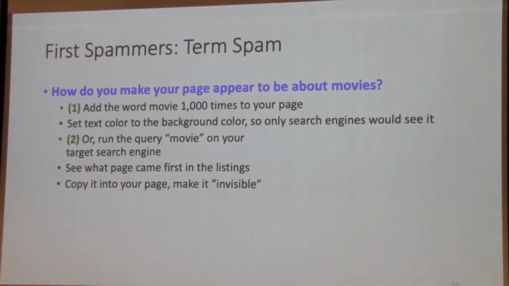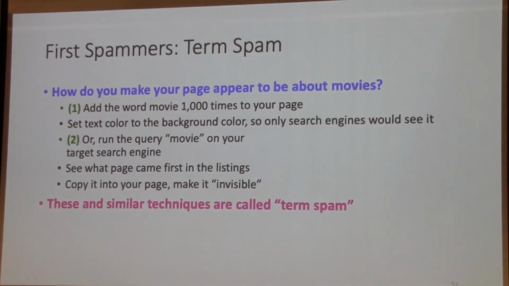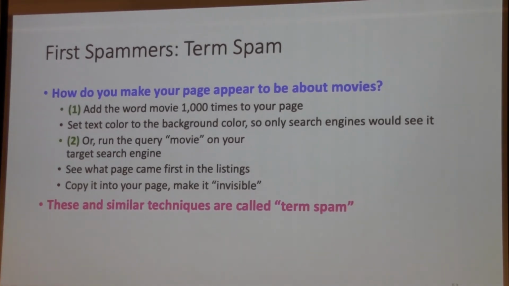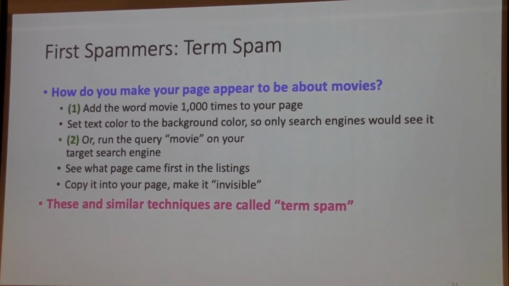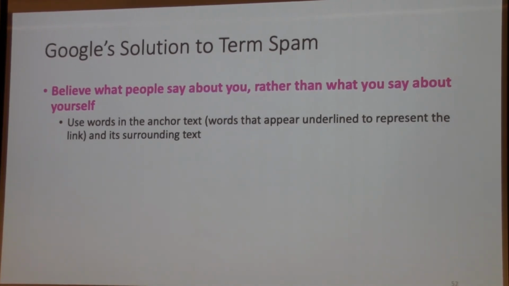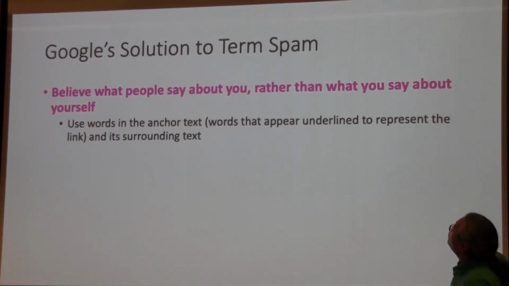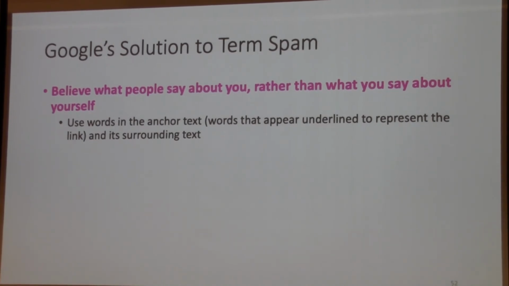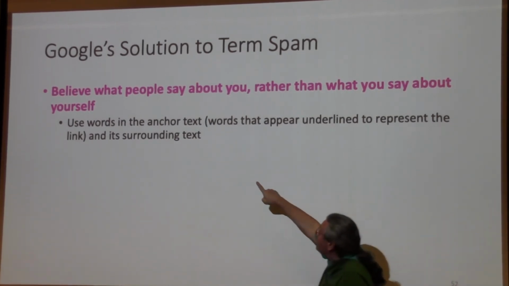Okay. This was all before PageRank. This is called term spam. And Google had a solution, very early, to term spam. And the idea is you don't look at the text on the page, but you look at the text of the pages that link to you, what people say about you. This is what's called the anchor text.